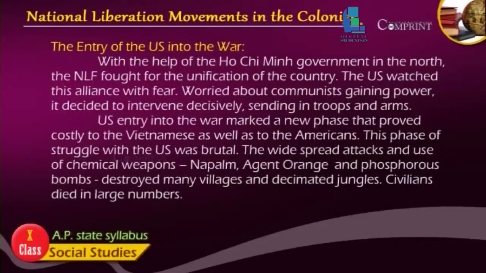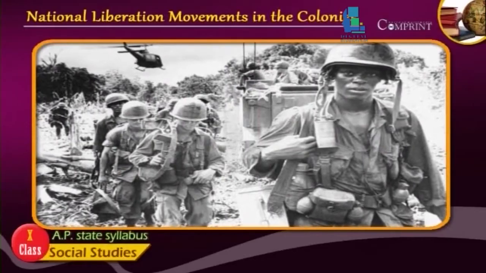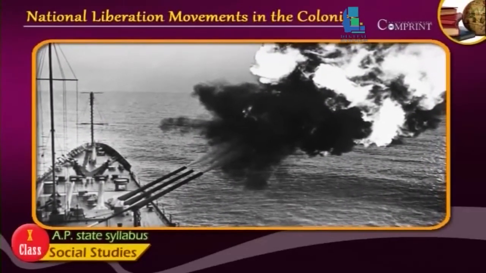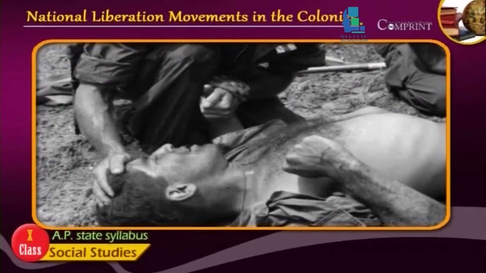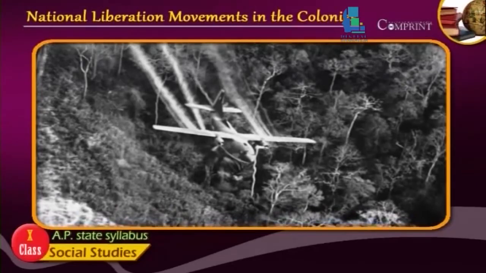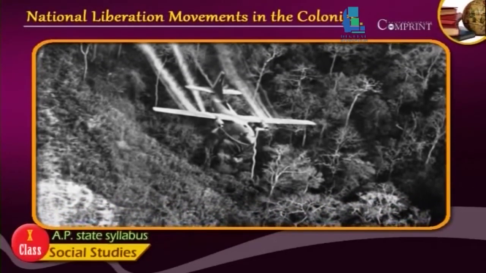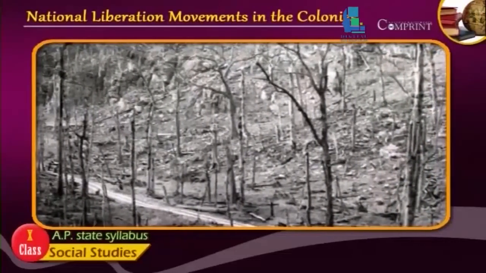The entry of the US into the war. With the help of the Ho Chi Minh government in the north, the NLF fought for the unification of the country. The US watched these alliances with fear. Worried about the communists gaining power, it decided to intervene decisively, sending in troops and arms. US entry into the war marked a new phase that proved costly to the Vietnamese as well as to the Americans. This phase of struggle with the US was brutal.